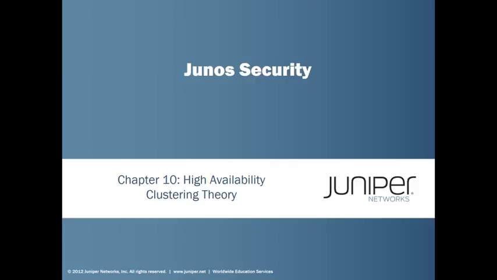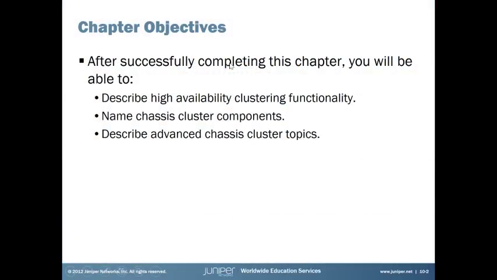So, we're going to talk about clustering, high availability, and just remembering that the concept of high availability is to really make sure that we identify these things called single points of failure and we eliminate them. That's really our goal, so that if something fails, we don't lose services. So let's take a look at this idea of clustering and see exactly what this is, how does it work, what does it do. We're going to describe high availability clustering functionality, name the chassis cluster components, and describe advanced chassis cluster topics.